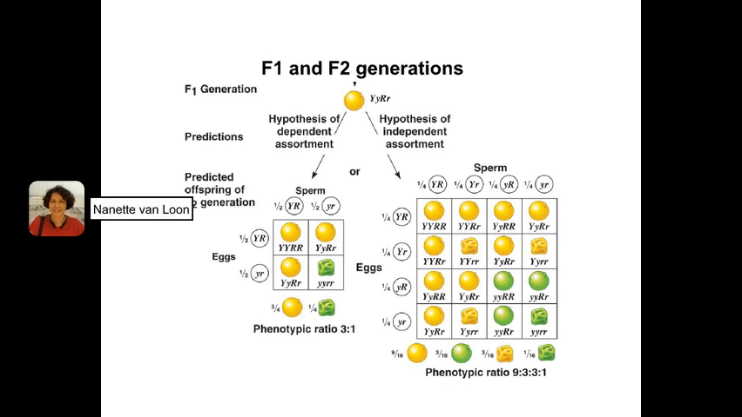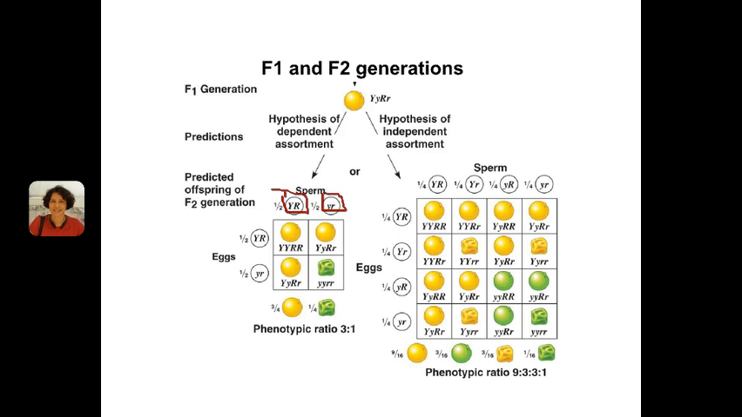So here we are comparing again the two hypotheses of dependent assortment and independent assortment. Dependent assortment means that the combination of alleles in the gametes is the same as in the parents of the individual, so they are going to pass down exactly the alleles in the combination that they received from their own parents. So that would only give you big Y, big R, and little y, little r in the offspring.